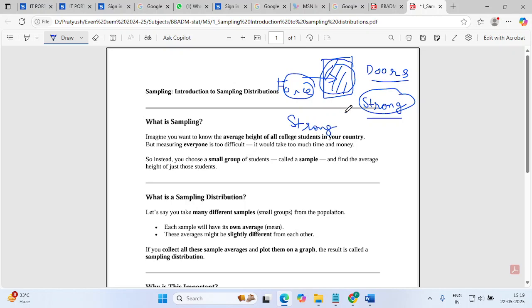However, the problem here is that if you do the testing, maybe you will deform this door. Let me try to explain this in another way.